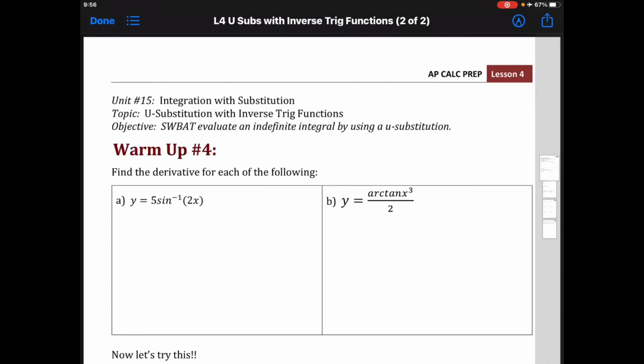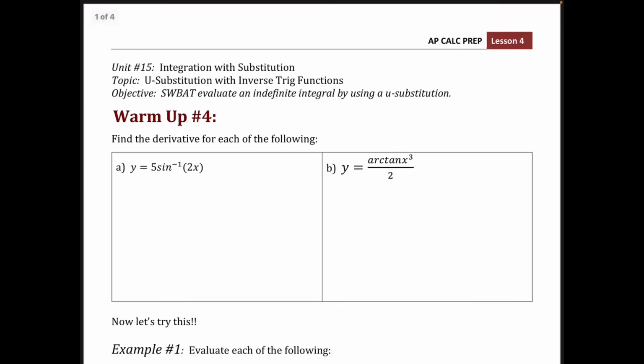Our topic today is u-sub with inverse trig functions. I would highly recommend writing out all six inverse trig functions so you have something to look at. We are going to start with the warm-up, so pause the video and try it. The warm-up is asking us to find the derivative.